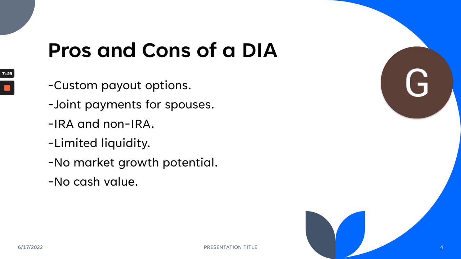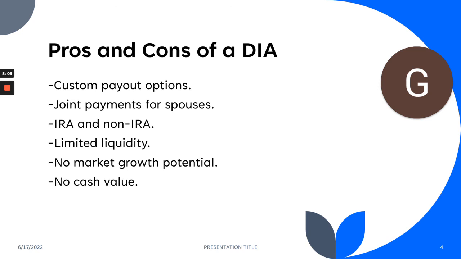The cons, though, is that you don't have a lot of liquidity when it comes to a deferred income annuity. What do I mean by that? You don't have the ability to access cash or make one-time withdrawals from deferred income annuities, because basically a deferred income annuity is an income annuity. Think about it: if you have an immediate annuity, you don't have access to cash. You just have the stream of income going back to you, whether it's monthly, quarterly, semi-annual, or annual. You don't have that with a deferred income annuity. You don't have access to cash.